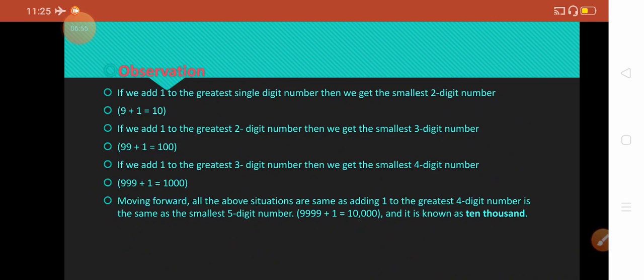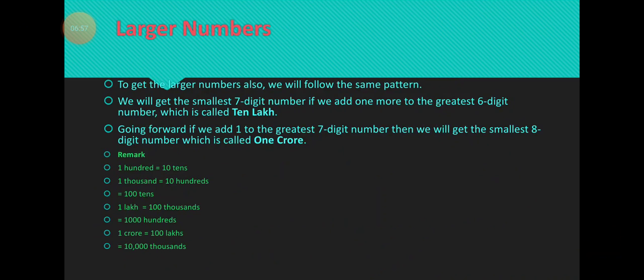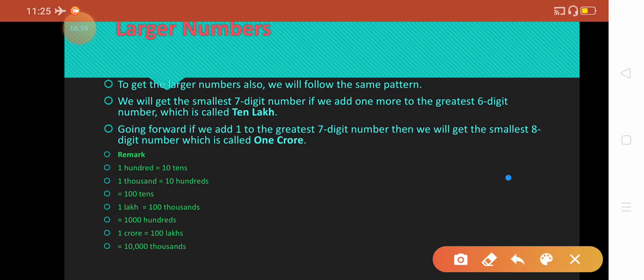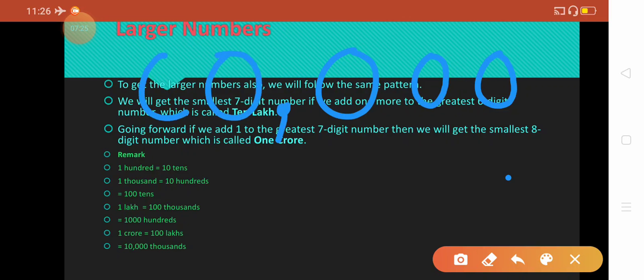Now let us move to our next topic. Next topic is larger numbers. We have some larger numbers. So what will you do? We will follow the same pattern to get the larger number. Add 1 to the greatest, then we will get the smallest of the next number. For example, you have to frame 10 lakh. So how will you write 10 lakh? Unit, tens, 100, comma, 1000, 10,000, lakh, 10 lakh.